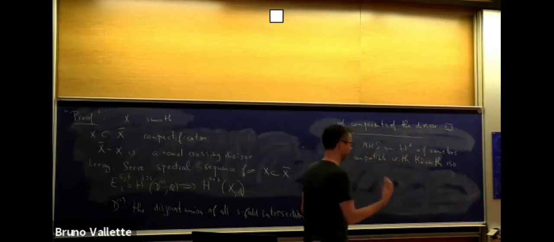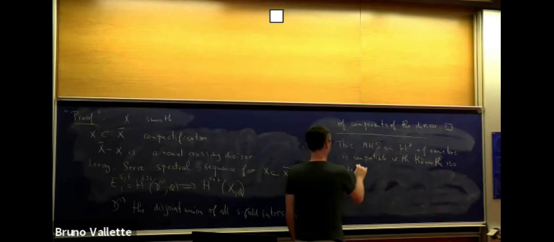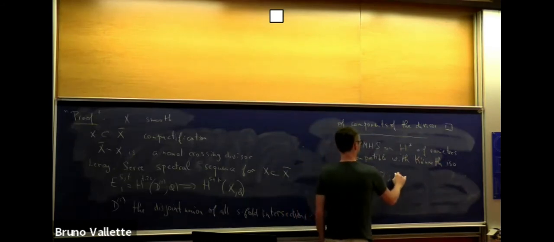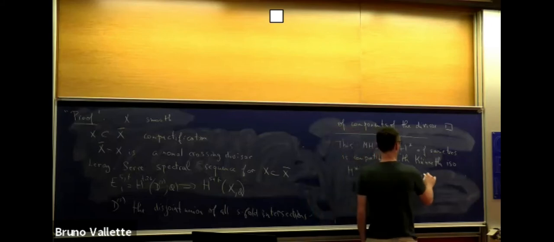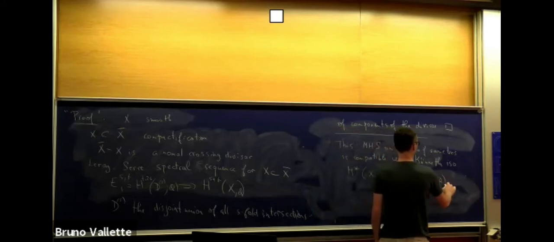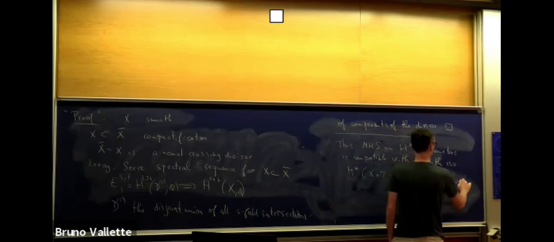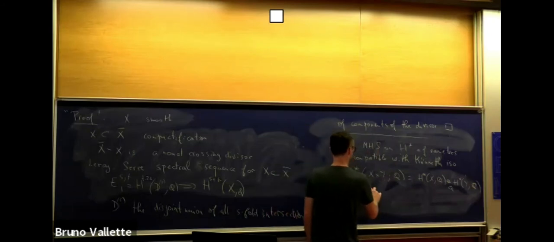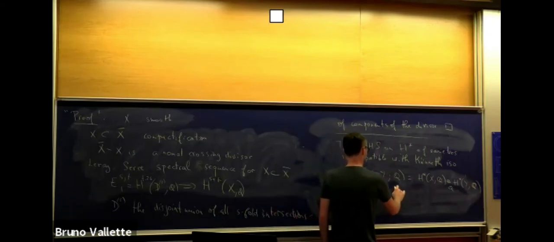So if you have two varieties X and Y, well, the cohomology of X cross Y is the tensor product of the cohomology of X and the cohomology of Y, and this is an isomorphism of mixed Hodge structures.